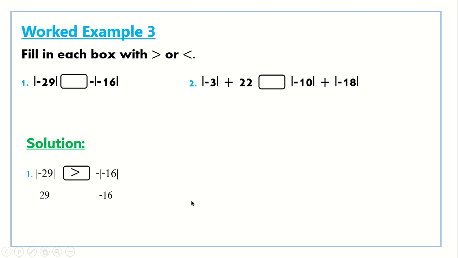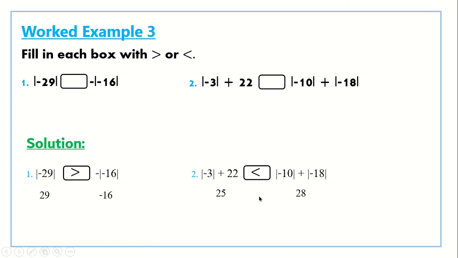Okay? Our final example, we have the absolute value of negative 3 plus 22, then the absolute value of negative 10 plus the absolute value of negative 18. So then we will get 25 here, and on this side we will get 28. We know that 25 is less than 28.